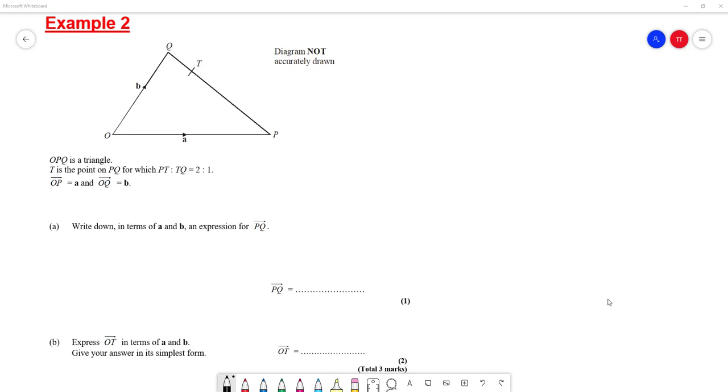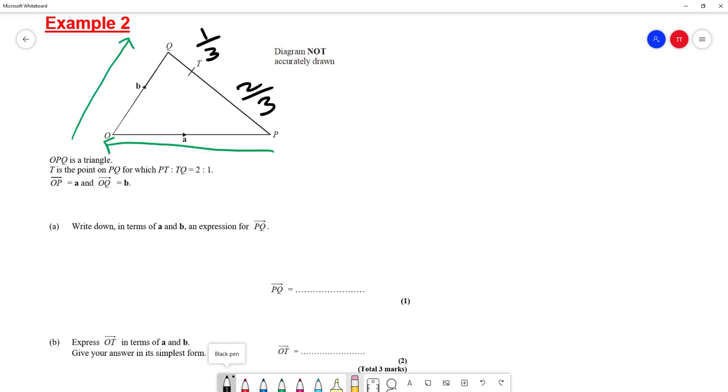Okay, welcome back. Okay, so for this question, we've got OPQ is a triangle, T is the point on PQ, for which PT to TQ is 2 to 1. So I think the first thing we're going to do is write in those ratios. So PT is 2/3 of the line PQ, and TQ is 1/3 of the line PQ. So if we look at our triangle now, we know that OP is positive A, OQ is positive B. So we don't know what this vector PQ is, the big side of the triangle. So let's start with that first.